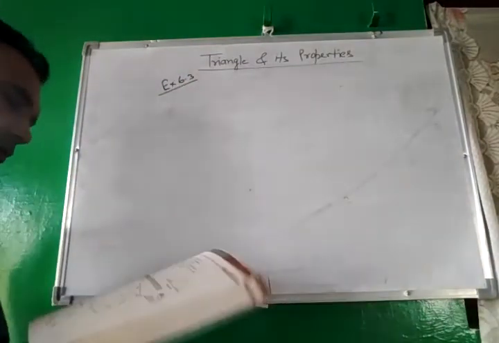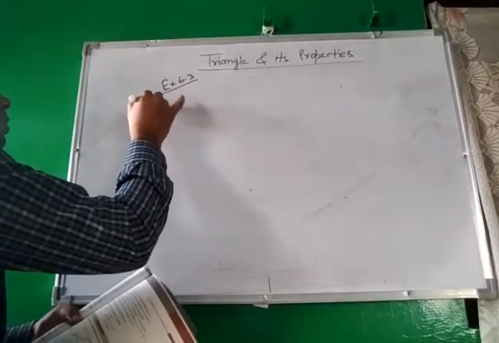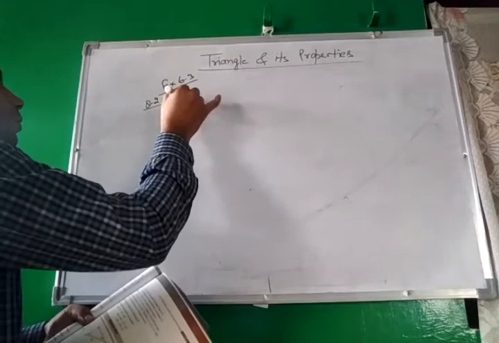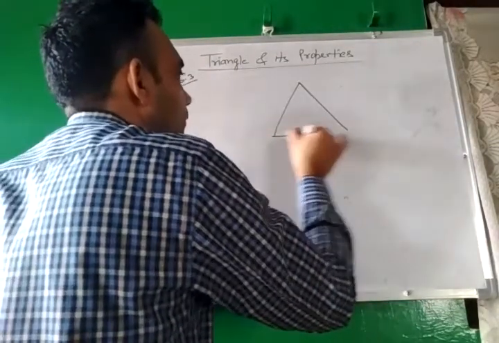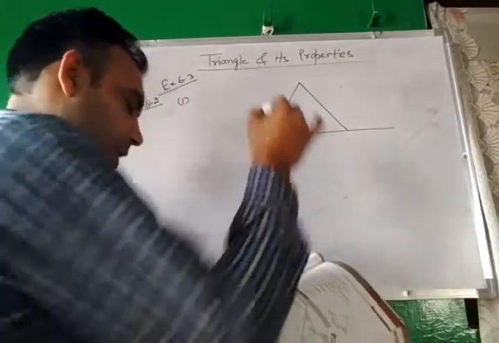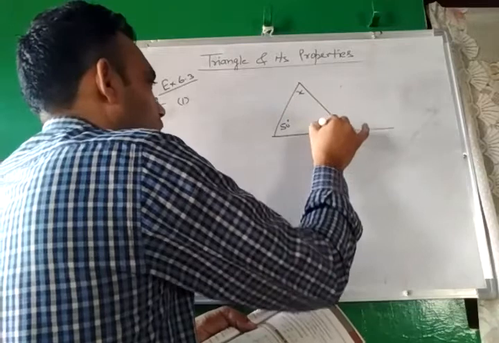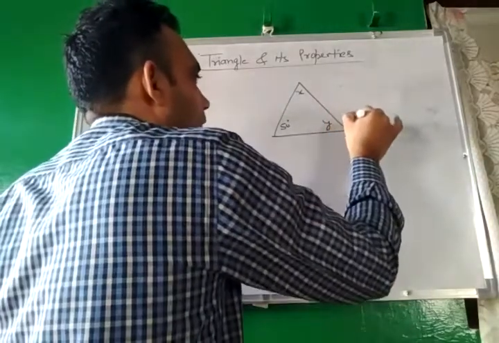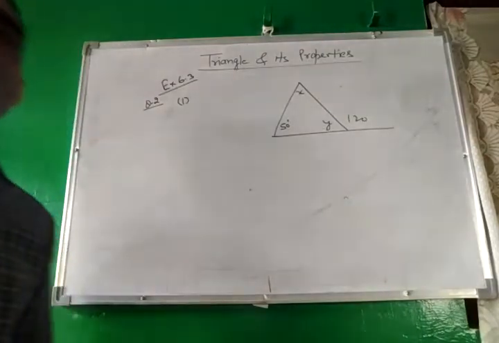For example, question number 1. Question number 2, part number 1. The given figure is a triangle. This angle is x, this is 50 degrees, this is y, and this is 120 degrees. There are so many methods to solve these problems.